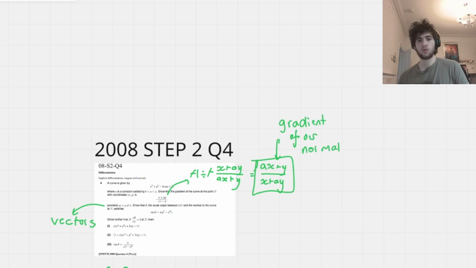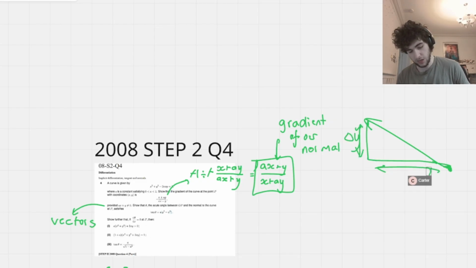and the gradient is kind of just like your rise over your run, right? Rise over run. So if we think about the normal at some arbitrary point, it might look something like that. But effectively, you can compute the gradient as the change in y, so delta y, divided by your change in x, your delta x, that's how the gradient works. And so effectively, we could treat our change in y as this.